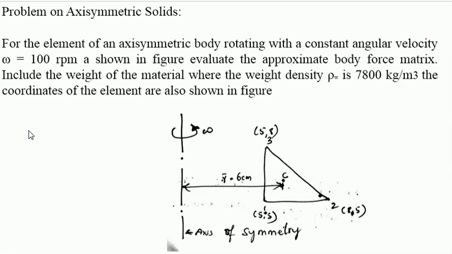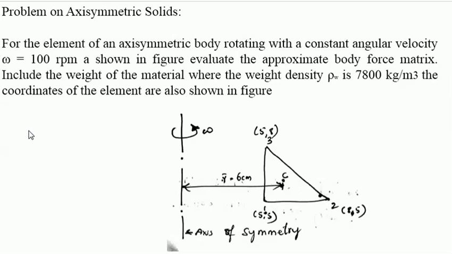So the problem goes like this. For the element of an axisymmetric body rotating with a constant angular velocity, omega is equal to 100 rpm, as shown in the figure, evaluate the approximate body force matrix, include the weight of the material, where the weight density is given as rho w is 7800 kg per meter cube. The coordinates of the elements are as shown in the figure.